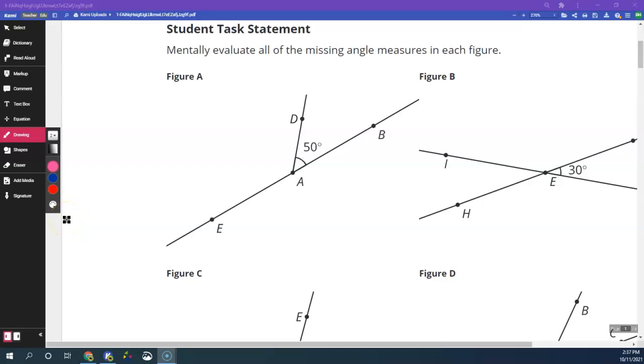Alright, so let's get started. There's a few problems on the screen here. Go ahead and see if you can deduce what the missing angles are for all of these. You should be able to do these mentally.